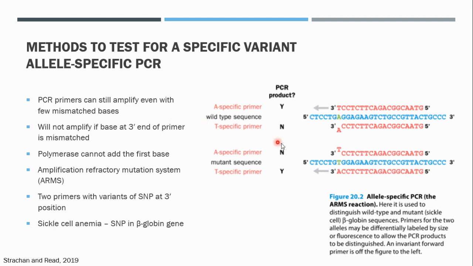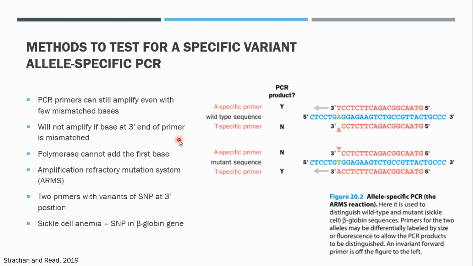So if we have a mismatched base at the 3' end of the primer, this would result in non-amplification because the polymerase cannot add bases if the last base of the primer is not bound to the target sequence. This property is taken advantage of in the amplification refractory mutation system. So when we talk about ARMS, an amplification refractory mutation is a mutation that prevents amplification of the PCR product.